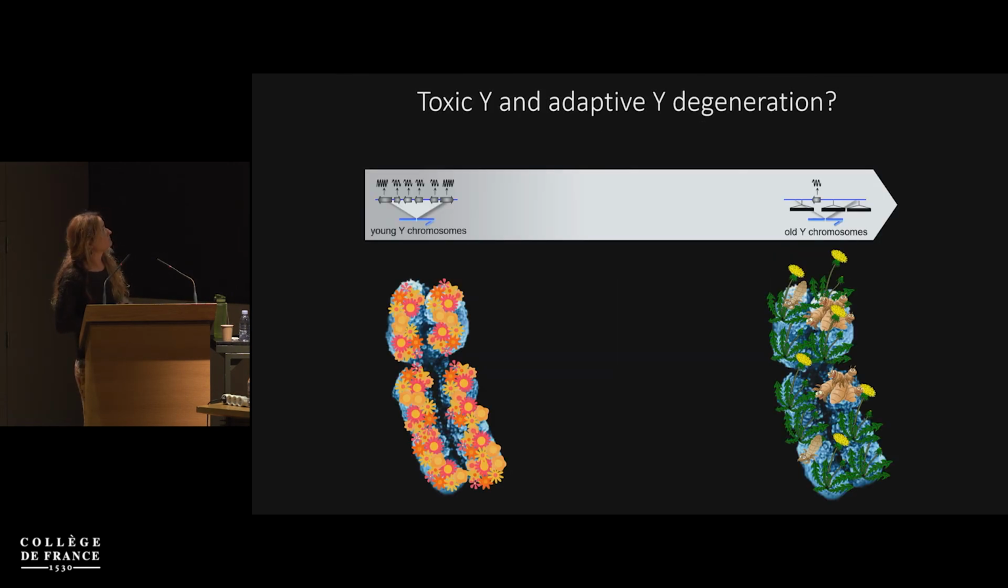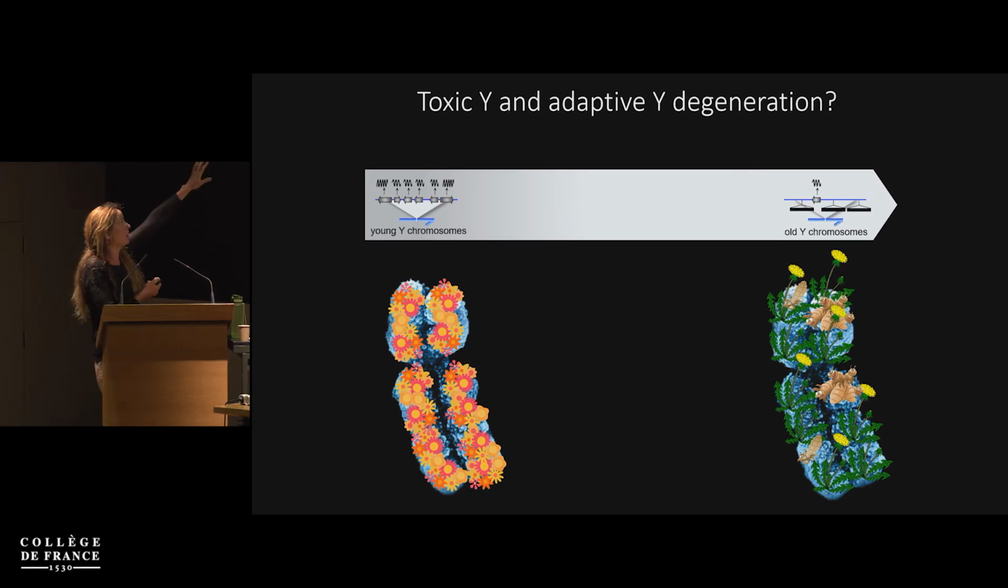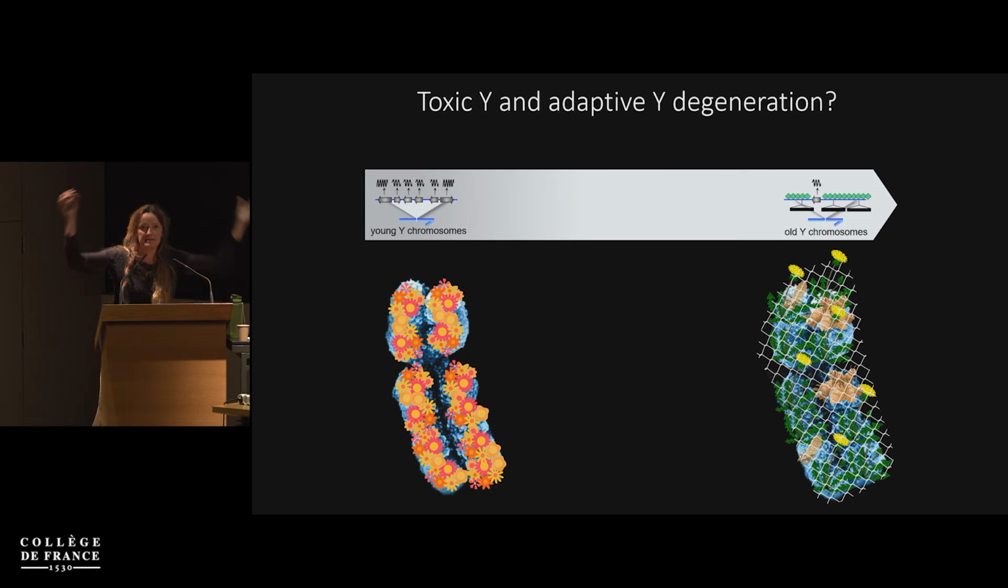And this brings us to this idea, and that's actually my last slide, that there might be an intermediate stage of Y chromosome evolution where Y chromosomes are especially toxic. Early on, Y chromosomes are full of beautiful genes that can be transcribed, no repeats. Old Y chromosomes that don't have any useful genes left are full of repetitive junk, but you can easily epigenetically silence the entire chromosome.